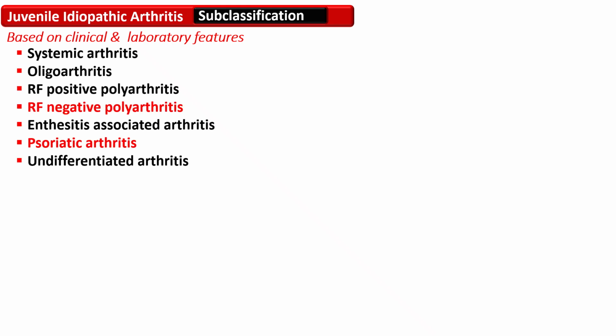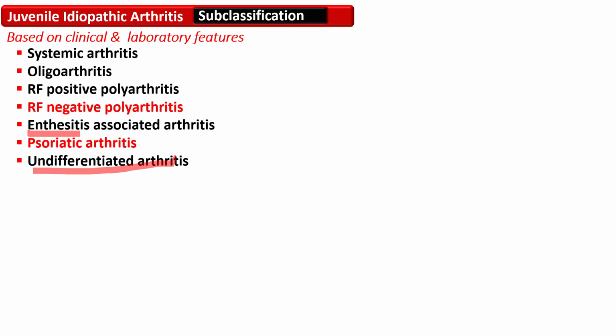Based on the clinical and laboratory findings, juvenile idiopathic arthritis is subclassified into systemic arthritis, oligoarthritis, RF positive and RF negative arthritis, and enthesitis associated arthritis. Enthesis is the area in the bone where ligament or cartilage is inserted. So if there is inflammation of that area, that is enthesitis associated arthritis. Then psoriatic arthritis and undifferentiated arthritis that cannot be fitted to any of these categories.